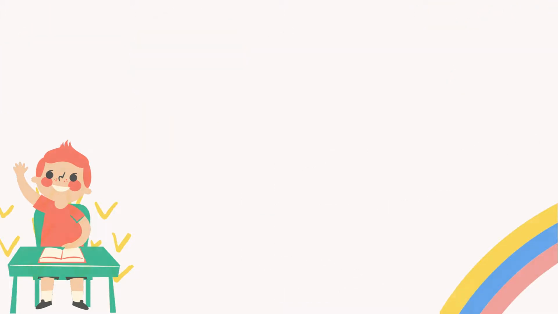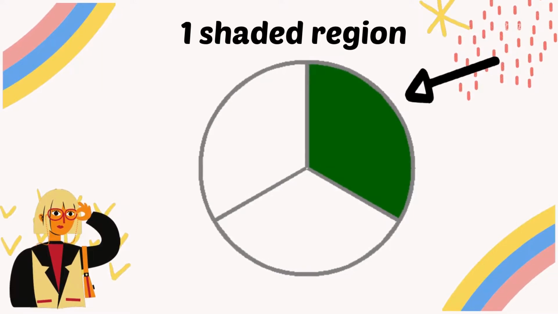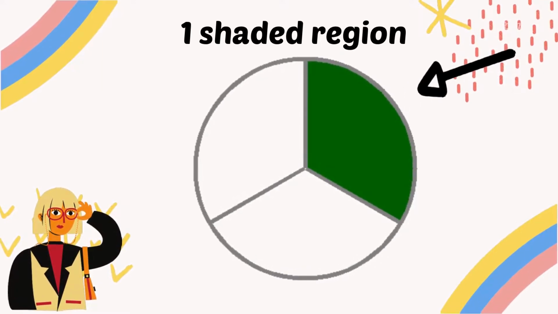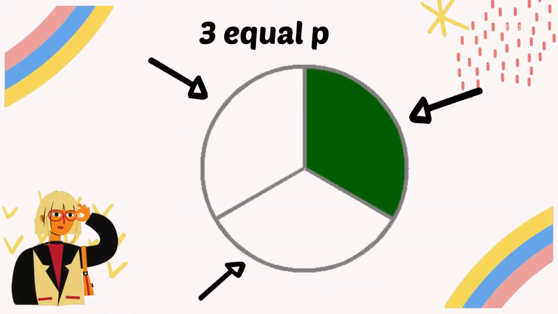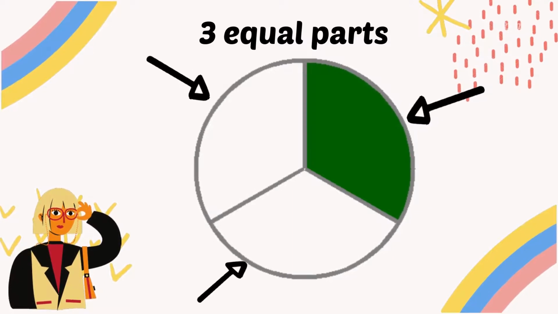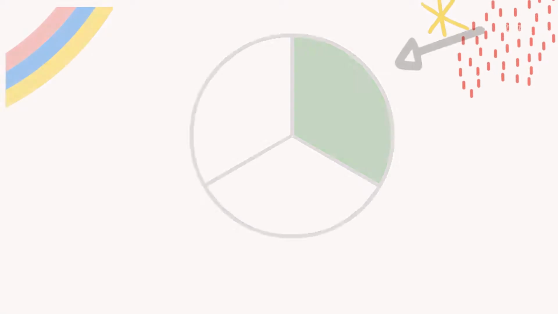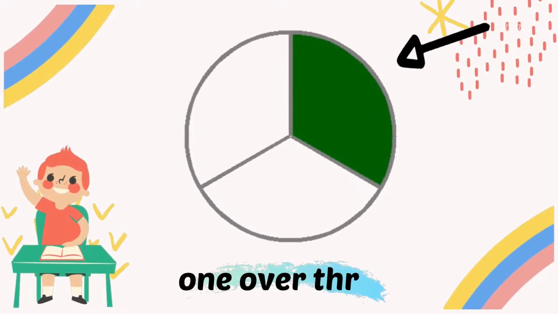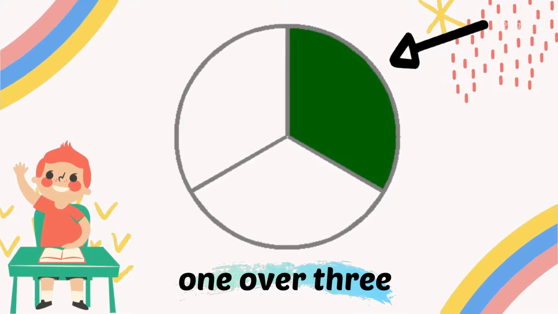Okay? Right, next. Now we have one shaded region. And we have 3 equal parts. And the fraction will be 1 over 3.